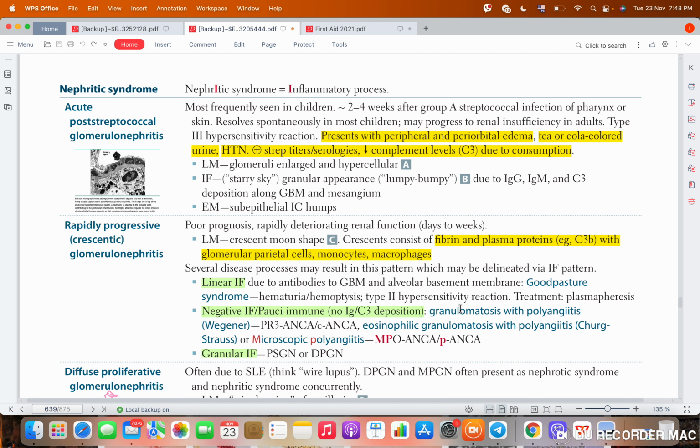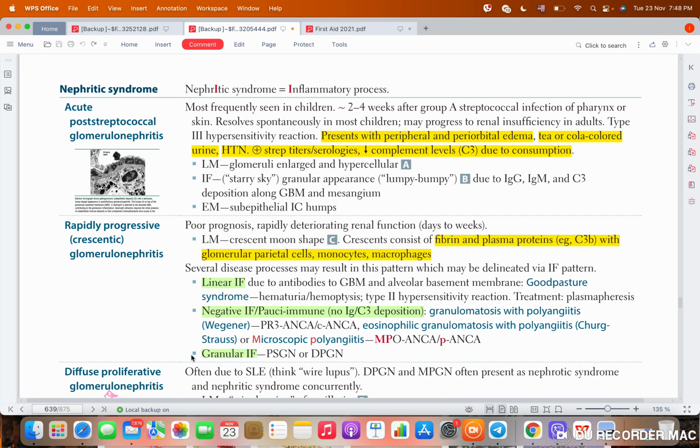What is the difference between macrophages and monocytes actually? Can somebody tell me? What is the difference between them? Monocyte, macrophage, they sound similar. When a macrophage is inside of a blood vessel, you call it a monocyte. The moment it moves from the blood vessel and enters the interstitium, you call it a macrophage. Okay? So that's the only difference.